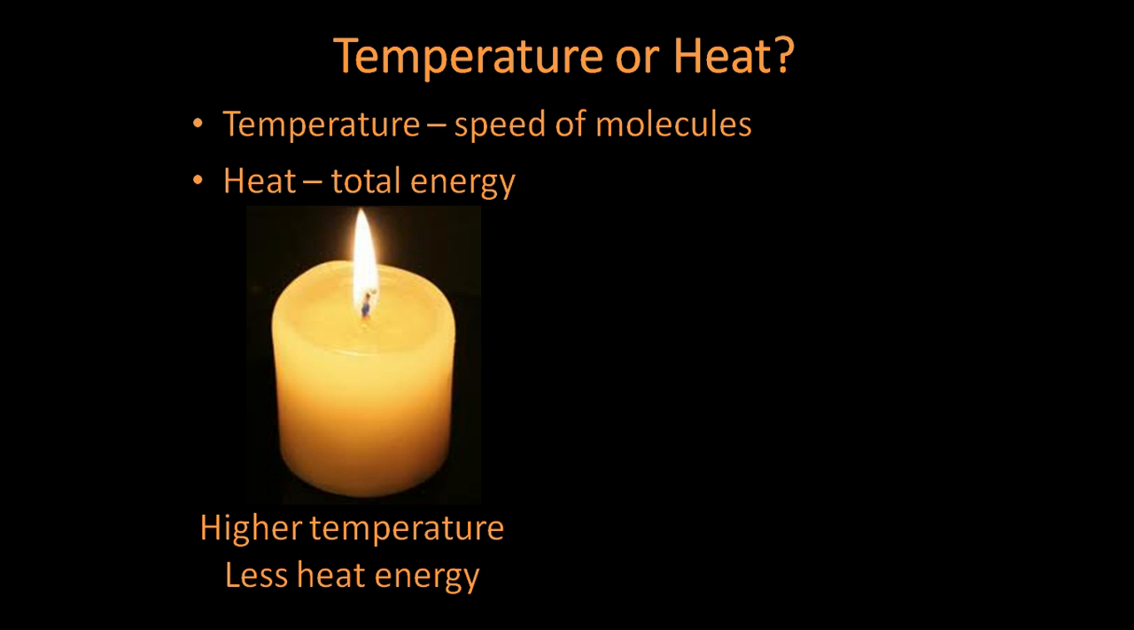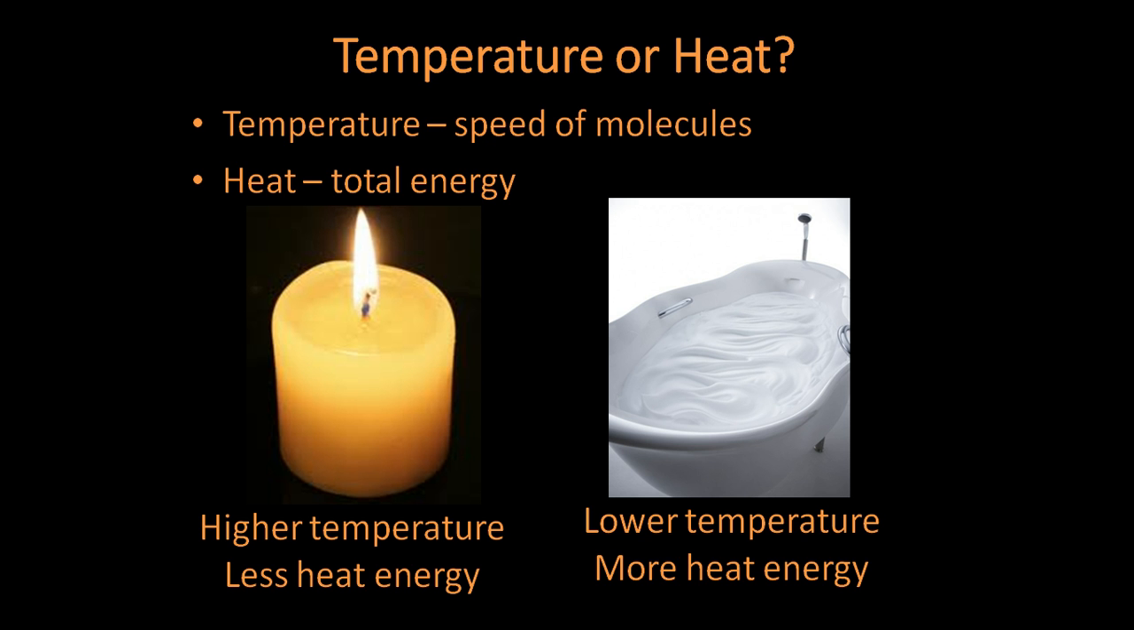A lit candle will have a very high temperature because the molecules are moving very quickly. But the candle does not have a lot of heat energy because the candle is small. A warm bathtub will have a lower temperature because the molecules are moving slower. But the bathtub will actually have more heat energy because there are a lot more molecules in the water. That's a lot to think about. So if you're a little confused, don't worry.